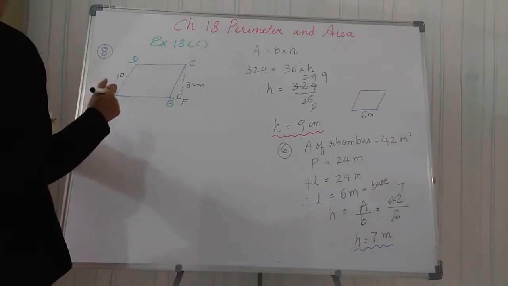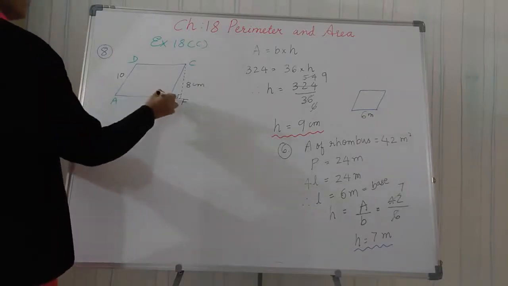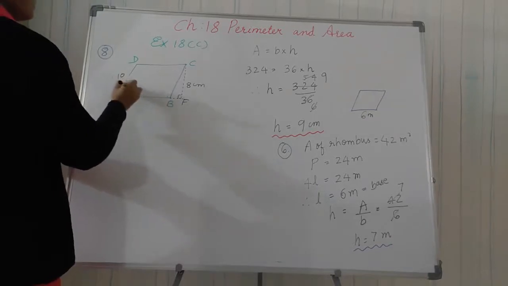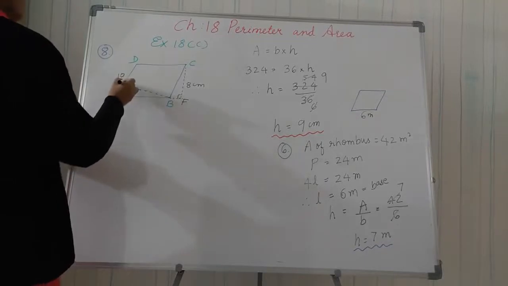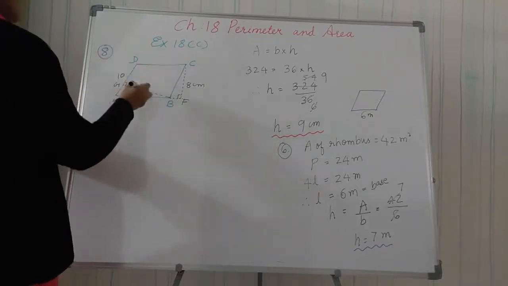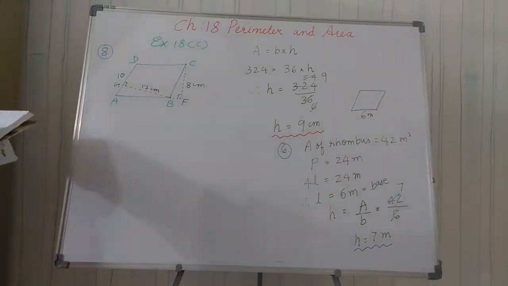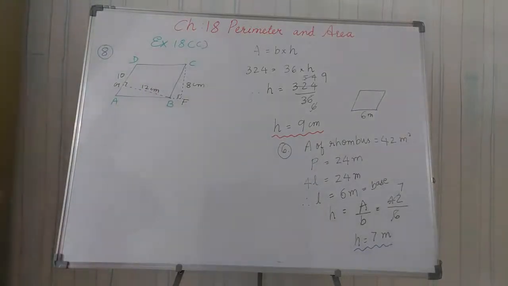So now question 8, the figure is already given to you. Upside you can see this is BG. So here is G, which is also perpendicular, whose size is 12 centimeters given. So find AB. What you want? AB side you have to calculate here.